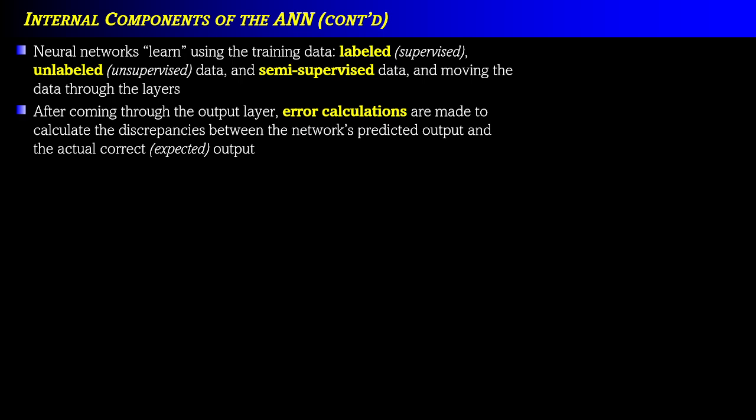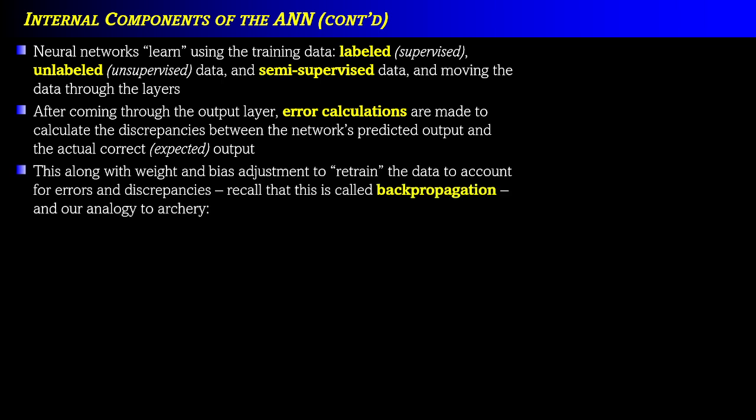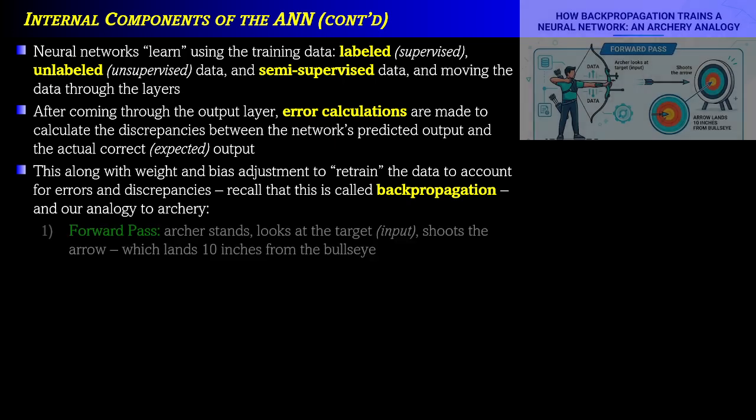So obviously labeled data and semi-supervised data allow us to see and make those error calculations. This, along with weight and bias adjustment, will retrain the data in the neural network to account for those errors and discrepancies. And let's recall that this process of retraining, or going backwards through the neural network, is called backpropagation. So let's use the archery analogy that we used before to try and reinforce a lot of these concepts.